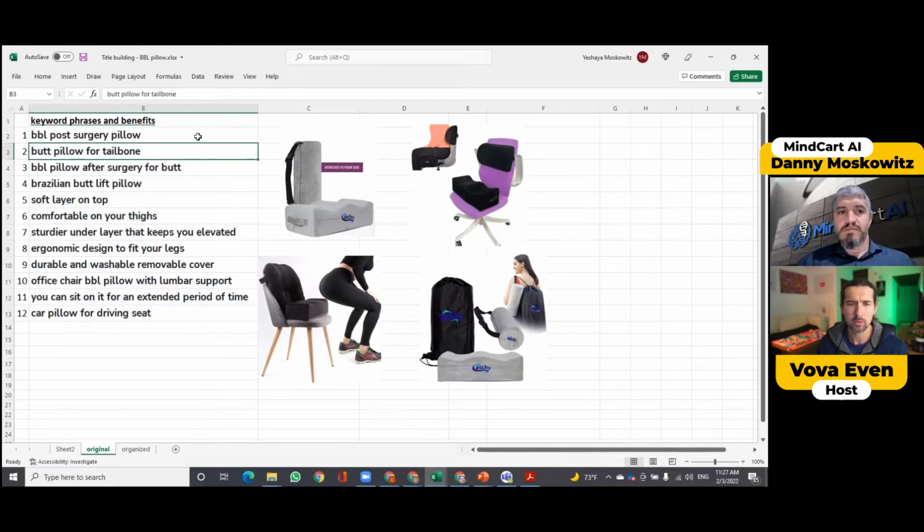Okay, so these are some keywords that I looked up. BBL for Brazilian butt lift. People don't like to spell it out, right? Or Brazilian butt lift pillow. Should I spell it out? Here are some descriptions: it's got a soft layer on top, comfortable on your thighs.